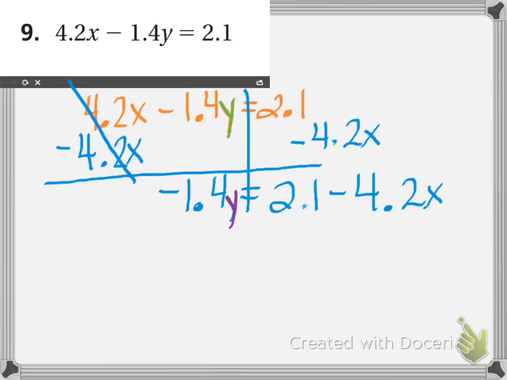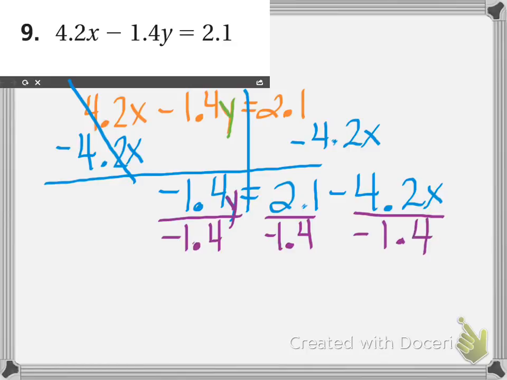We did get rid of the other term, so we just have one last step to do. Negative 1.4 is being multiplied by y, so we will do the opposite, which is divide by negative 1.4. And this time I'm going to skip that step of writing it with one denominator, in case anybody would prefer to do it this way. I want you to see what I meant by that. Okay, negative 1.4 divided by negative 1.4 is 1.